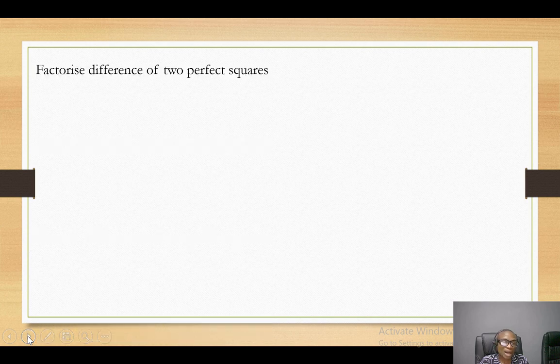The other skill that you will need for factorizing is the difference of two perfect squares. So we are moving from factorizing by taking out the highest common factor to another skill of factorizing, which is factorizing the difference of two perfect squares. I'm going to show you an example.